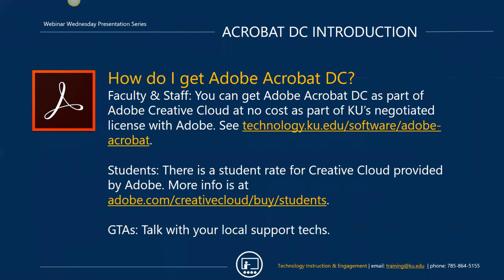I don't have it on the slide here, but students can also go to any lab and they should be able to see that software on the machine that they're working on. So pretty much all of our public labs should have that installed. And then finally, GTAs, there's a little bit of gray area there. If you talk to your local support techs, it could be possible for you to get Adobe Acrobat DC. So just talk with them and they can work with KUIT to see if there's access available.